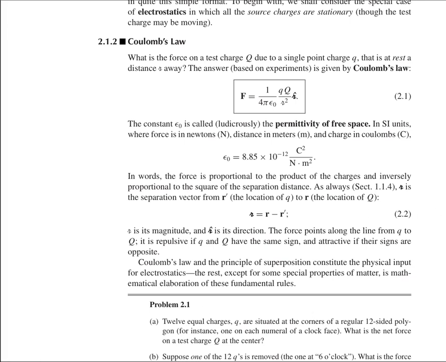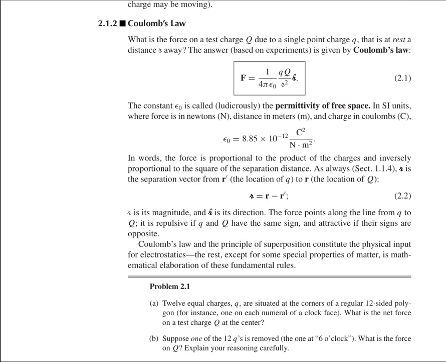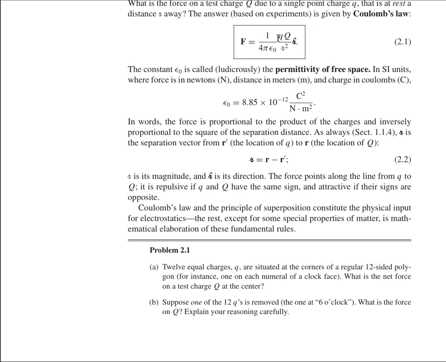Coulomb's law. What is the force on a test charge capital Q due to a single point charge small q that is at rest at a distance r away? So the test charge is capital Q, and the source charge is small q, a point charge. They are at a distance of r away. What is the force? The answer, based on experiments, is given by Coulomb's law, which states it is 1 by 4 pi epsilon naught, q Q by r square, r cap.